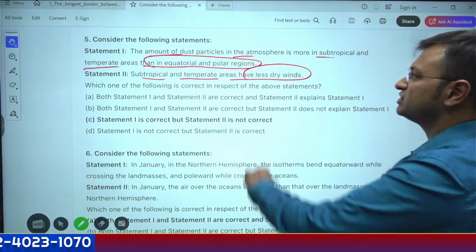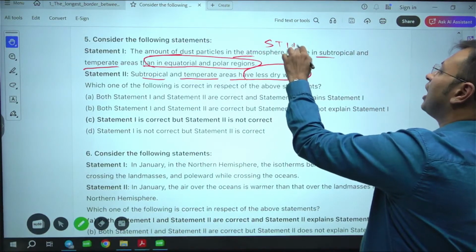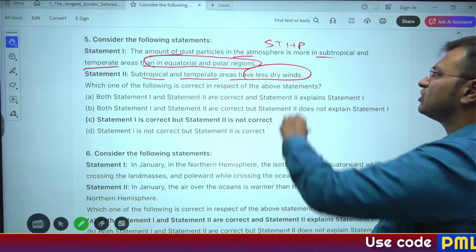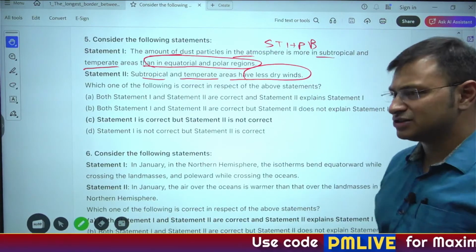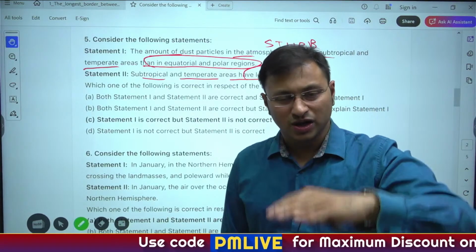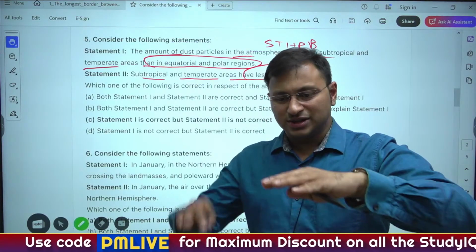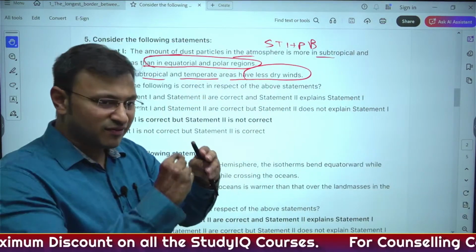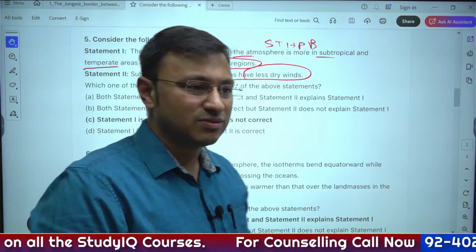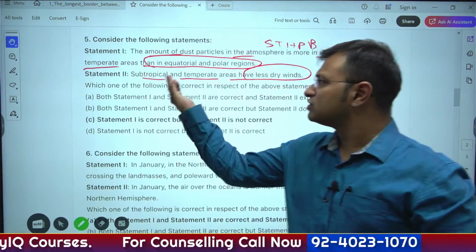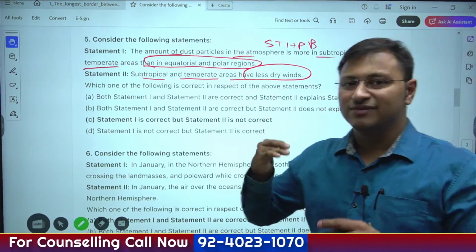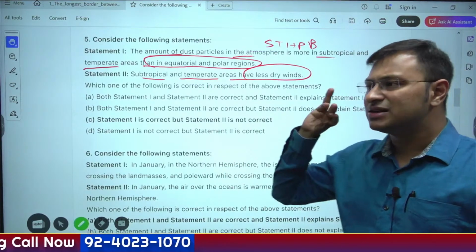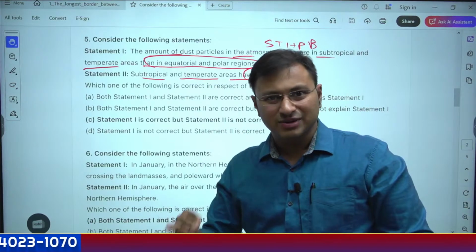Why? Because this is the subtropical high pressure belt. So if we are talking about the subtropical high pressure belt, the air is a little bit subdued. So when the air is subdued, the air tends to get saturated with what? With dust particles. Therefore, the scattering of light is even more. And if I'm talking about subtropical and temperate areas have less dry winds, this statement is not correct. Why is this statement not correct?